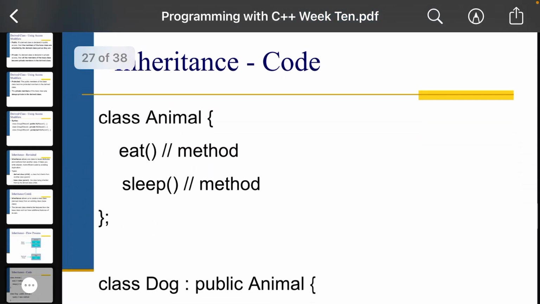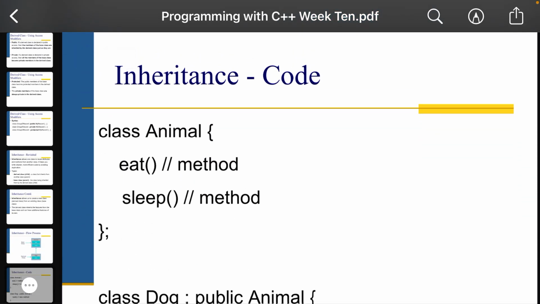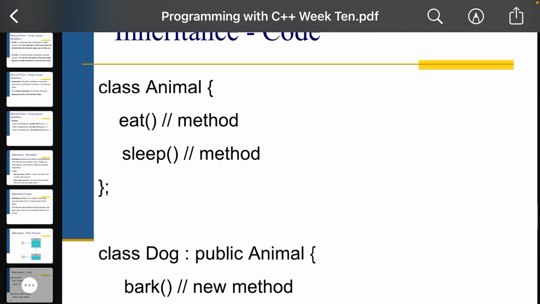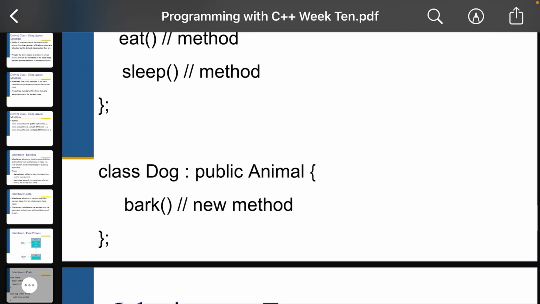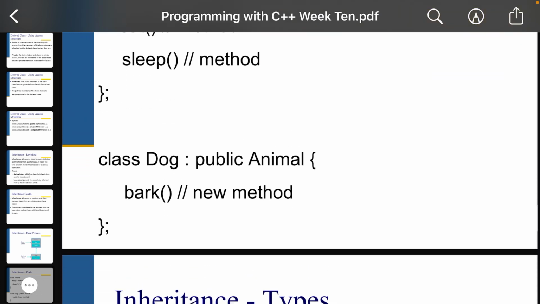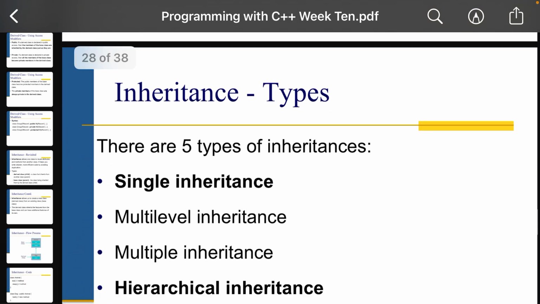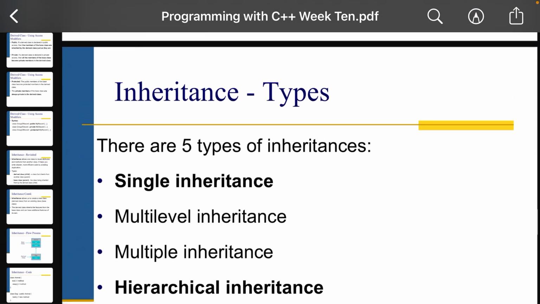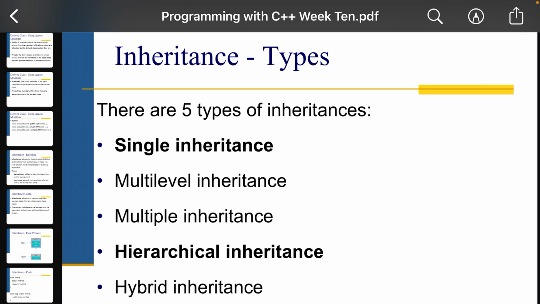And this is the code for inheritance. Class, let's say Animal, then open your curly brace, you bring your method. Yes, this is it. And this is for a dog. And the types of inheritance we have are single inheritance, and under single inheritance we have multi-level inheritance and multiple inheritance.